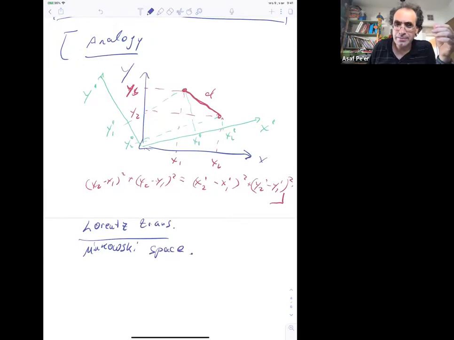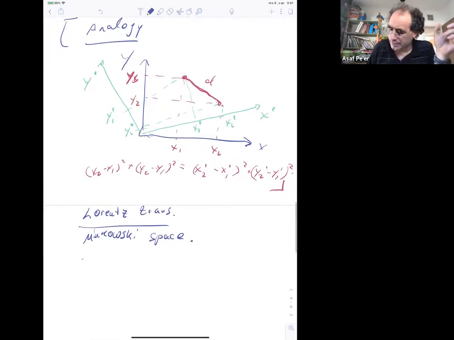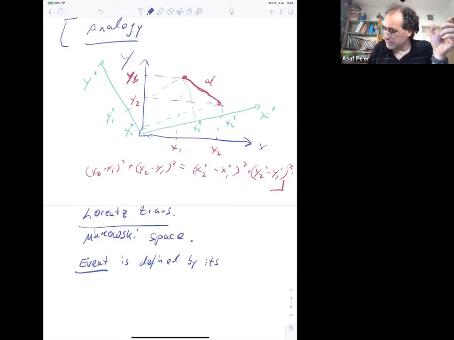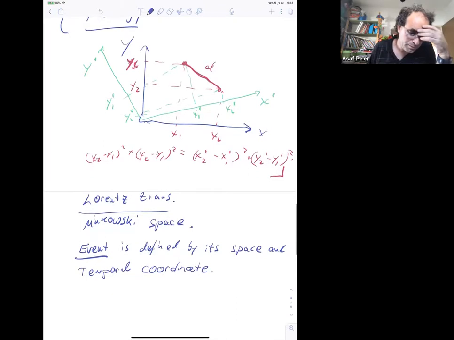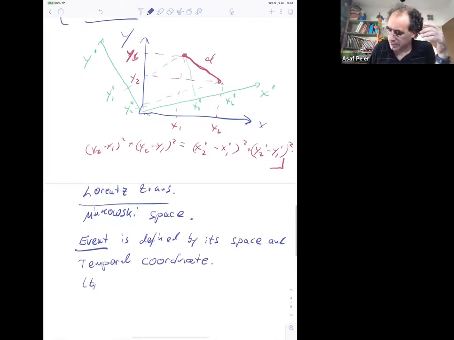Now in this space, as I said, we're defining events. An event is defined by its space and temporal coordinates, so t, x, y, z. You need four numbers to describe each event, the same way as we need three numbers to describe the location of each event in Euclidean space. All right.